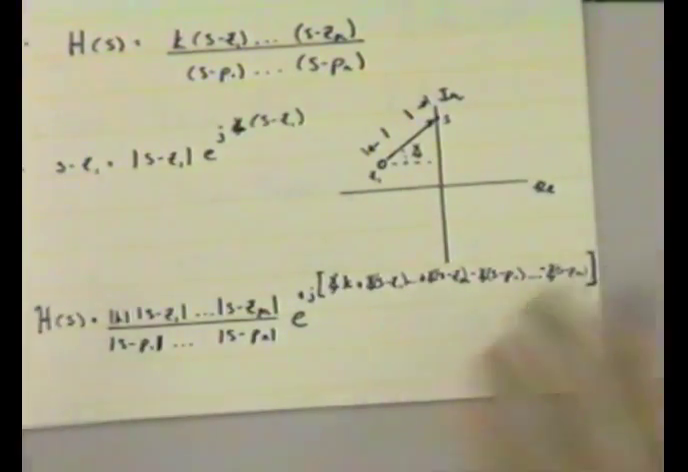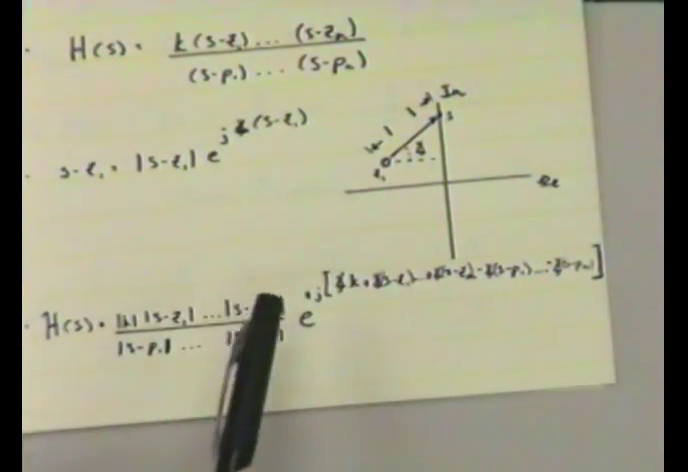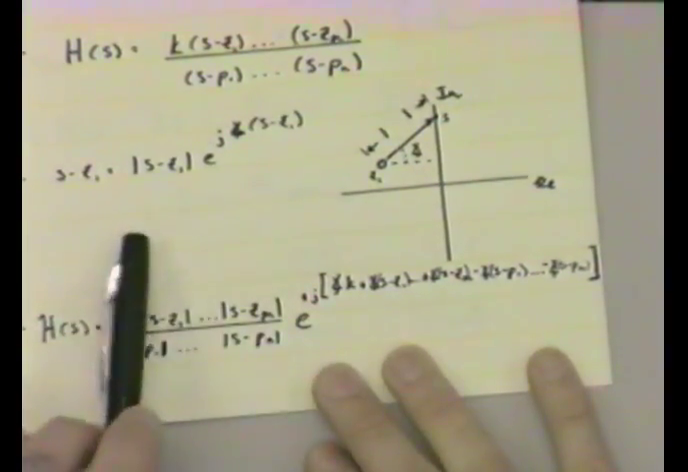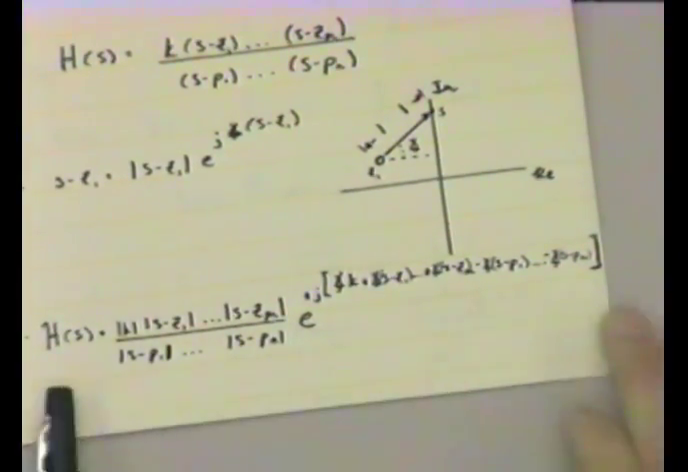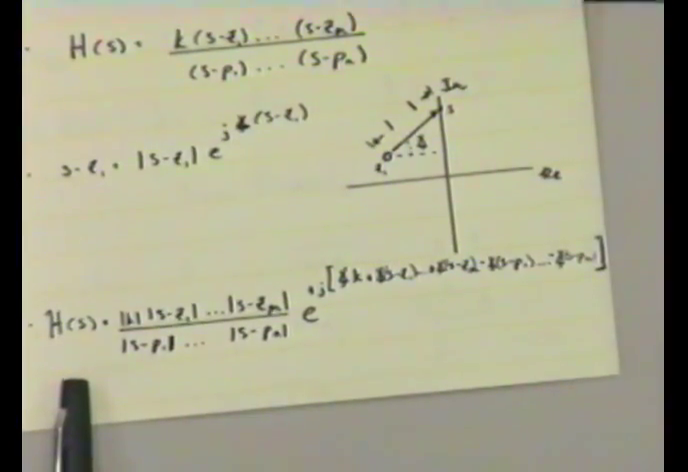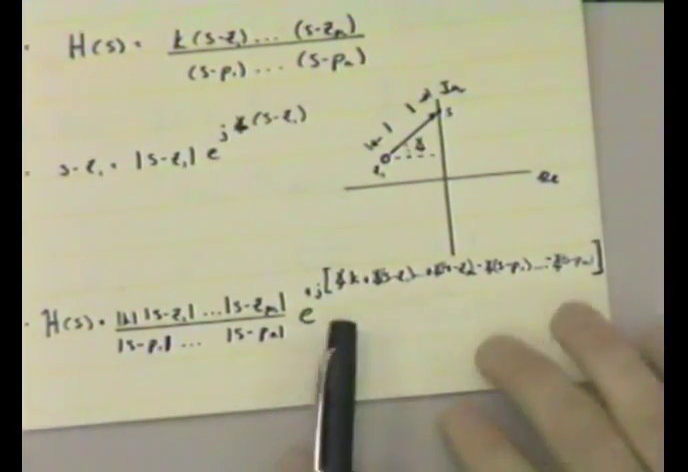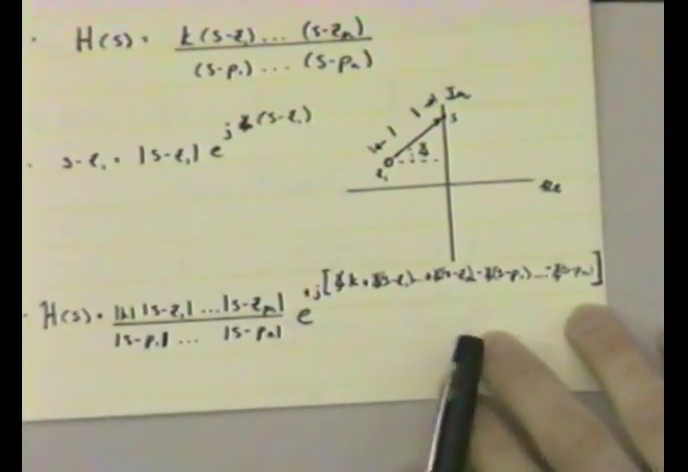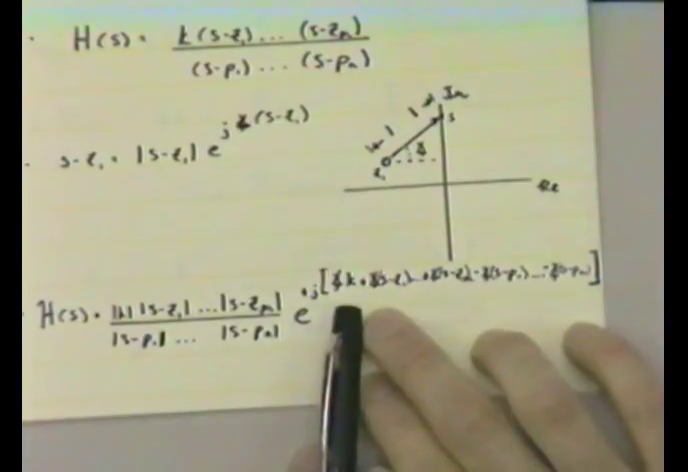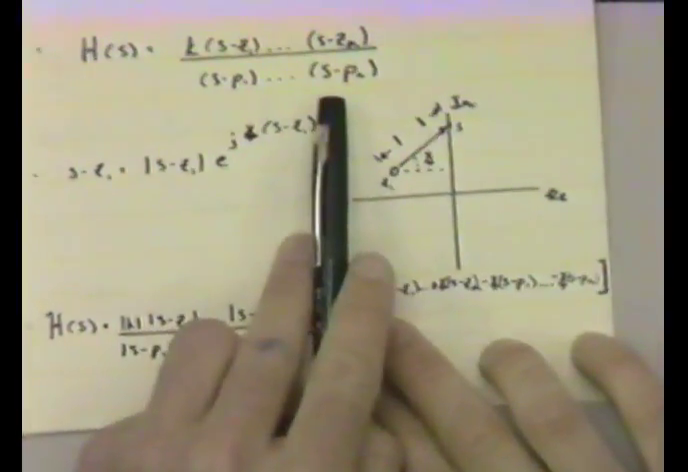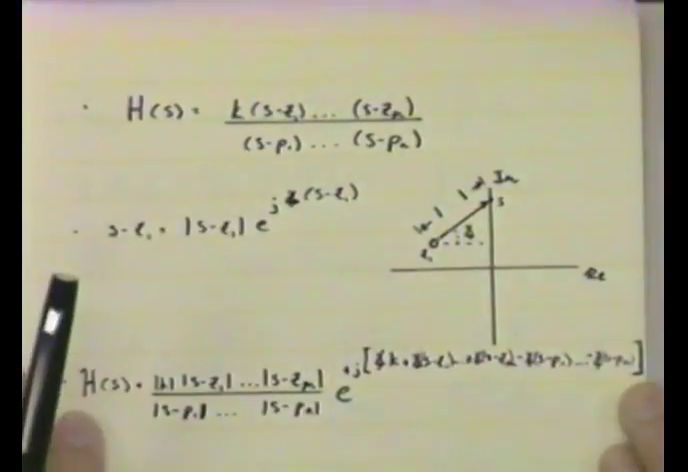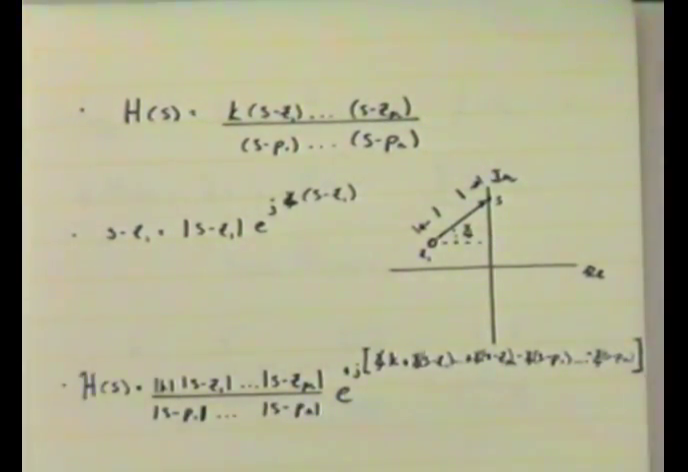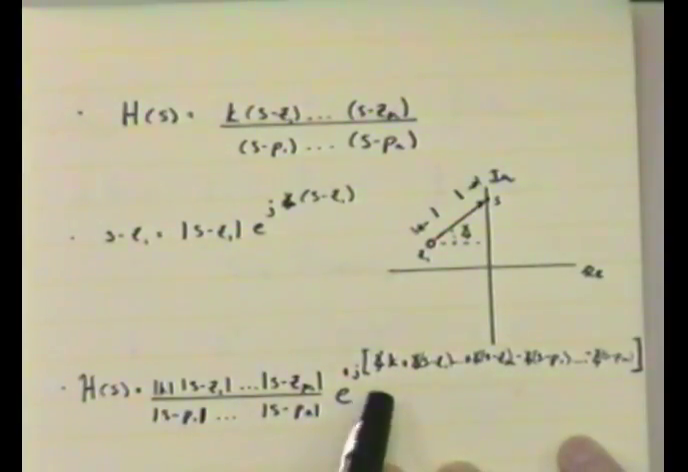If we rewrite every term here using this representation, we end up immediately with this. And this is really kind of neat, because it tells you that the phase of the transfer function, evaluated at s, is given by the sum of the contributions from each of these terms above. So each term adds its own contribution, and to find the net phase, we just add them.